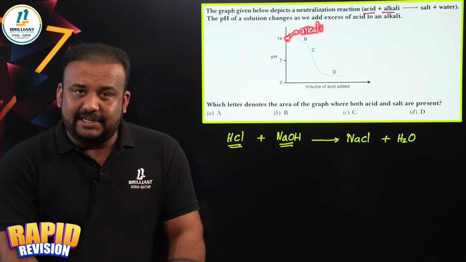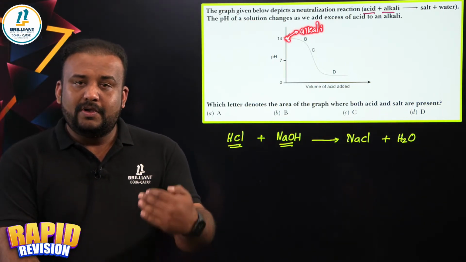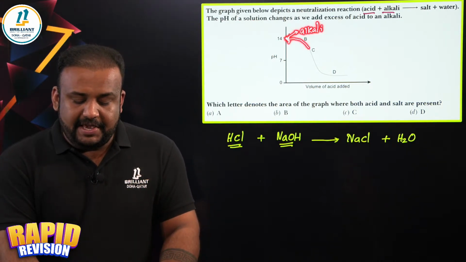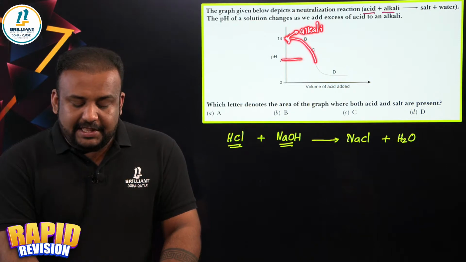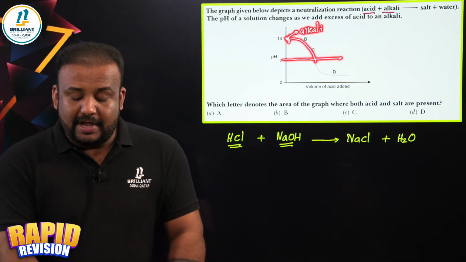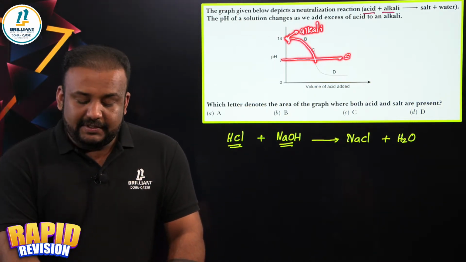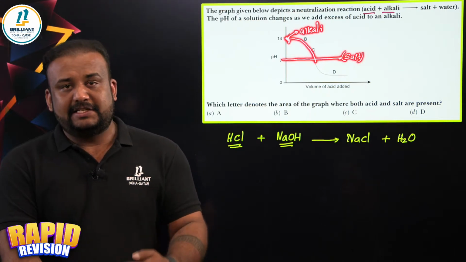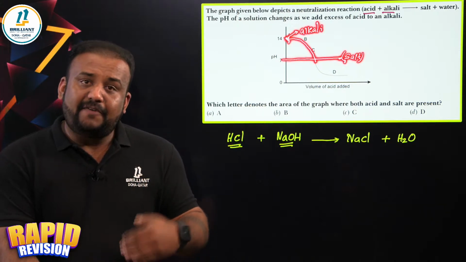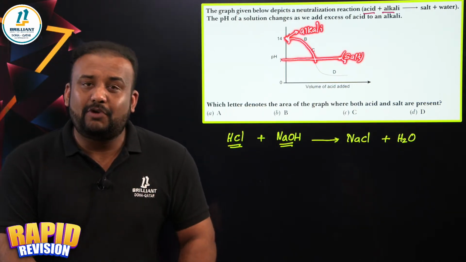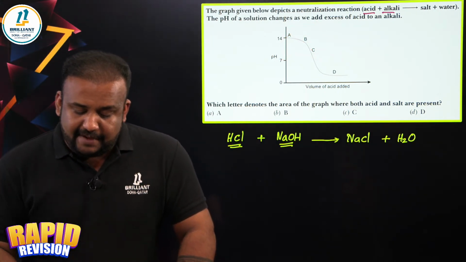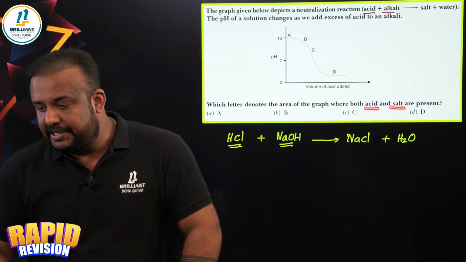Now when we add acid, what will happen? The acid is going to start neutralizing the base or the alkali present. Slowly the pH starts coming down, and you can see that at the point 7 is the neutral pH, right? So at this neutral pH you will have salt completely formed. That means the acid and the base have neutralized each other, and even after that if you keep on adding excess acid, what will happen? That acid will remain in the solution. So which part of the graph represents both acid and salt is the question.